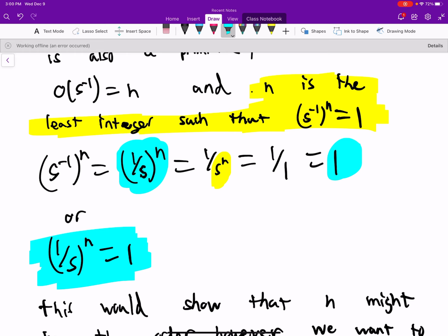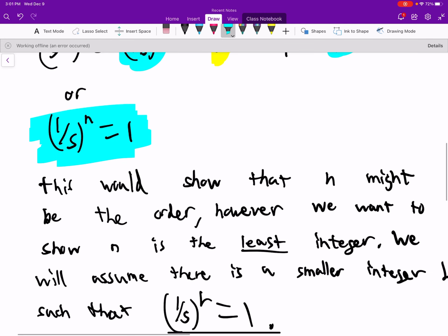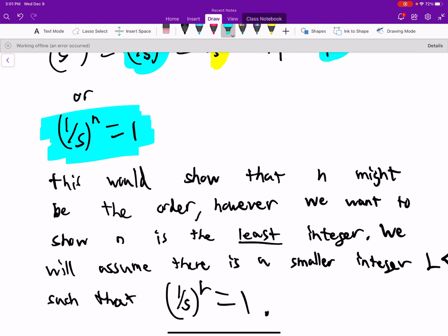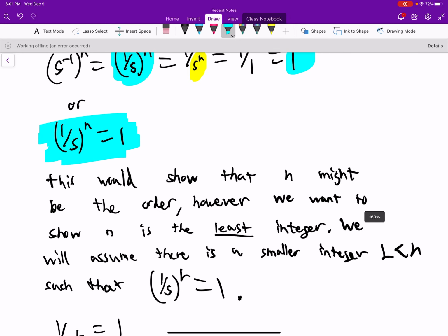Now, that shows that n could be the least positive integer such that s to the negative 1 to the n is 1, but it doesn't quite prove it all the way. We need to show that n is the least. So this would show that n might be the order. However, we want to show that n is the least integer to actually show it.